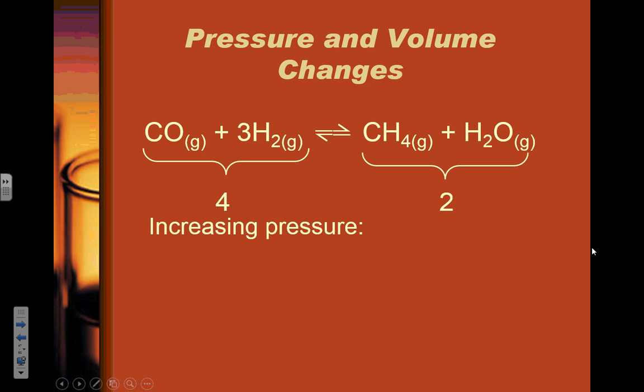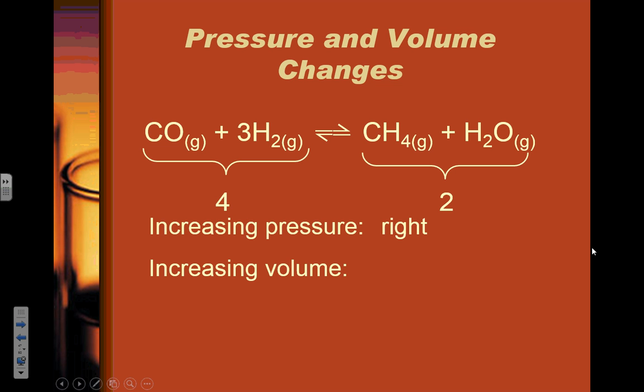So when I increase the pressure, remember, physically take your hands and make an imaginary container and then increase the pressure on it. Push them closer together. You're going to see you have less space. That's going to favor the side with less space, which is the right side. So in this equilibrium system, if I increase the pressure, that's going to favor the production of products at the expense of the reactants. So I'm going to shift to the right, my products are going to go up, and my reactants are going to go down.